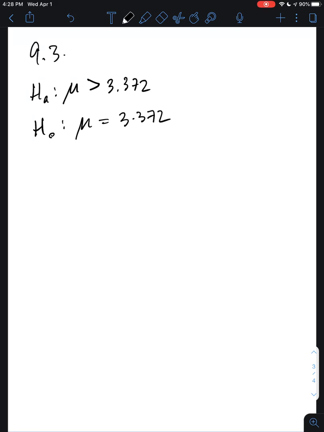So in this case, it's a continuous variable. That's a weight. We're not counting, we're measuring. So I'm going to use mu, and we think that it is greater than that number, 3.372. And so our hope becomes the alternative hypothesis. And again, for the null hypothesis, we're going to make an equality there. Okay, so this is example 9.3, and this is a continuous example.